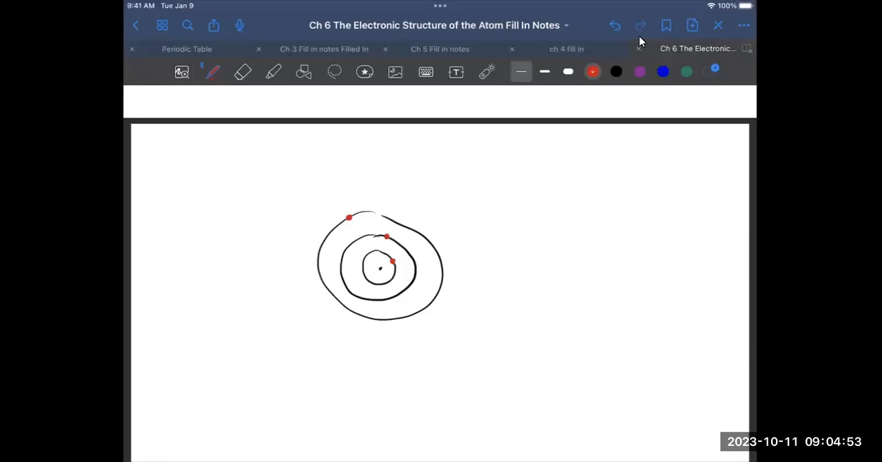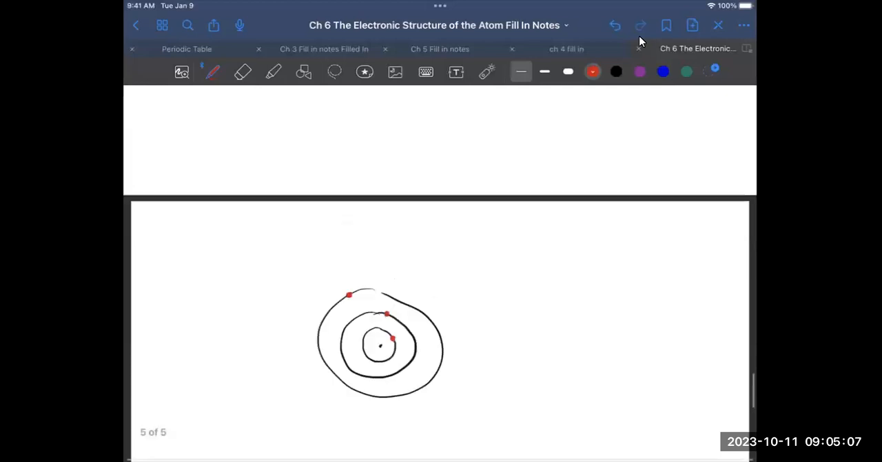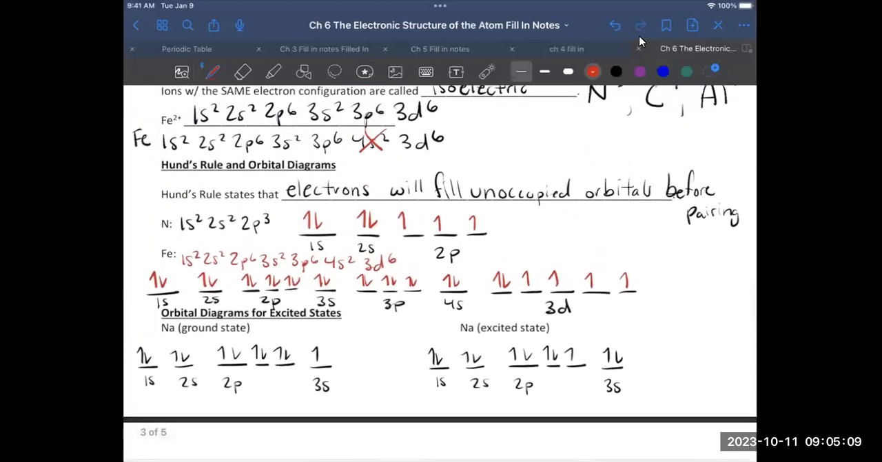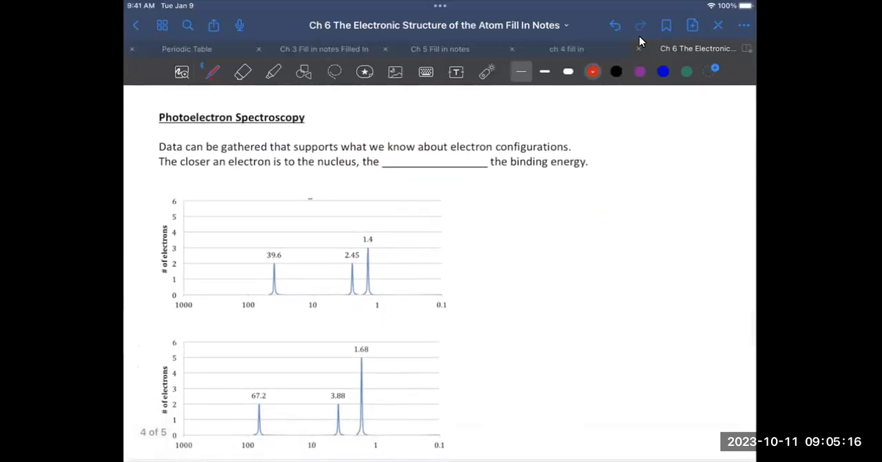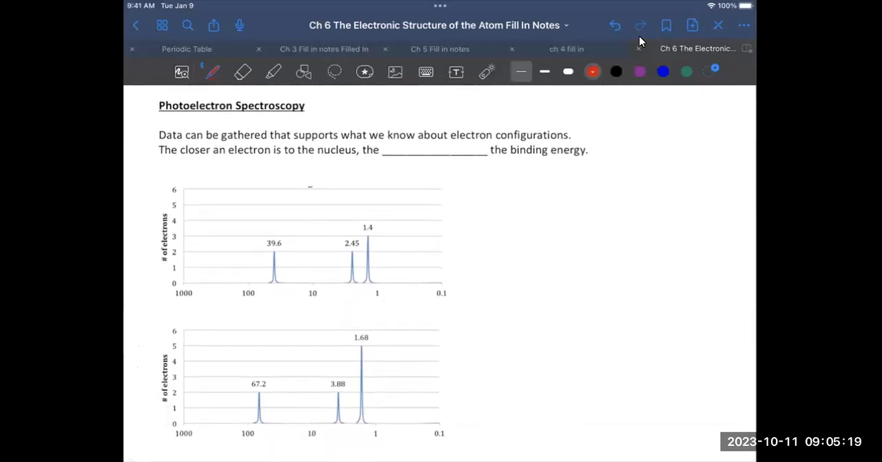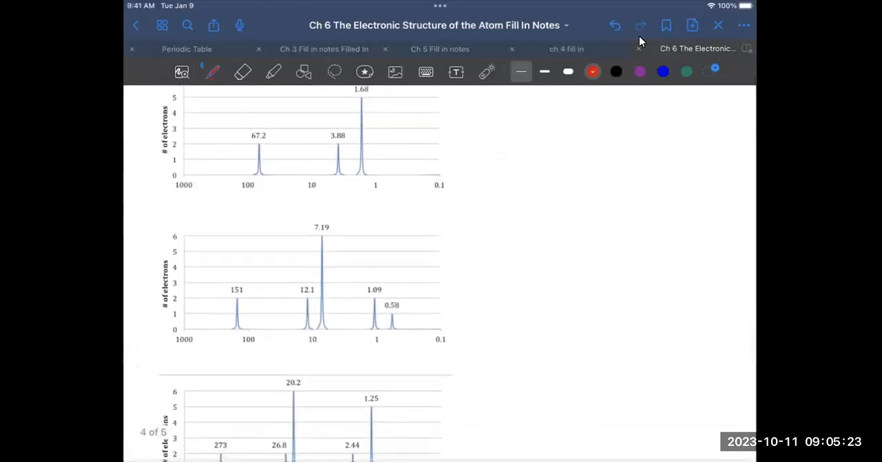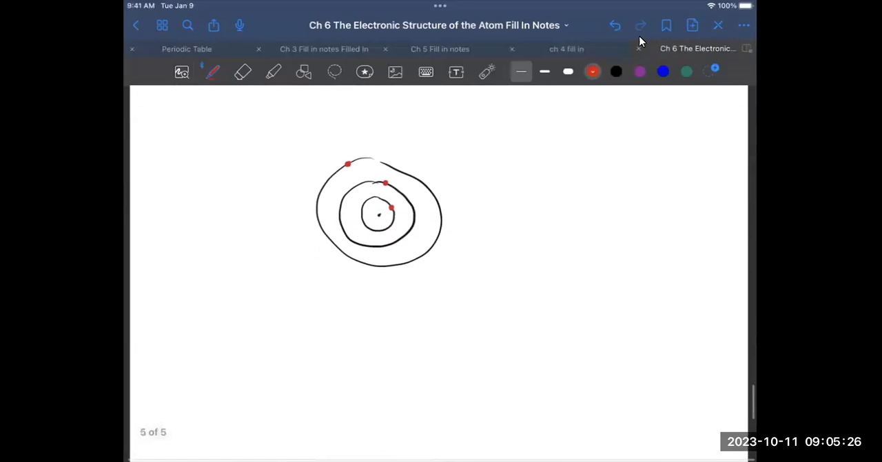Okay, folks, the last topic we're talking about for chapter 6 is something called photoelectron spectroscopy. This is our way of gathering experimental evidence that supports the whole SPDF orbital sublevel idea of the atom. So all of these electron configurations were actually just a theory until very recently we were able to develop experimentation techniques that prove to us that we got this right and we know where the electrons are located within the atom. So in order to read these graphs, I first have to explain a couple concepts.